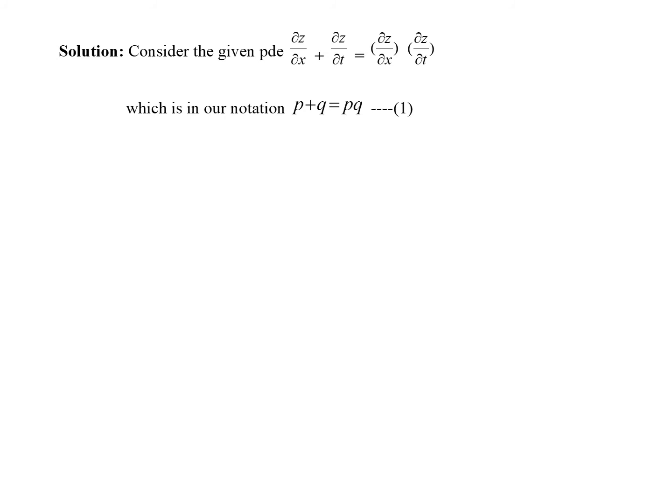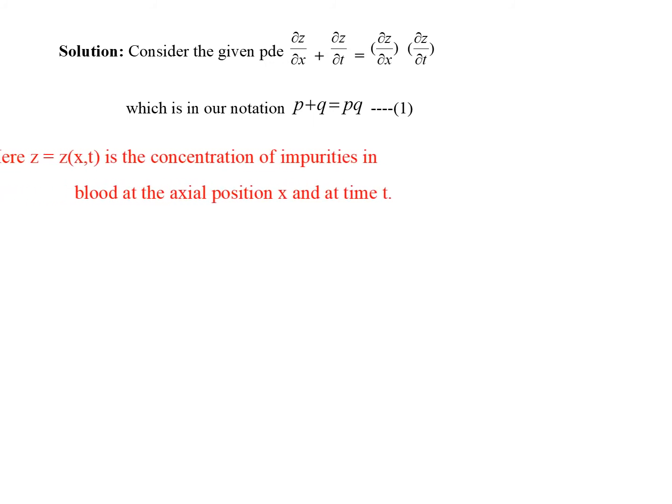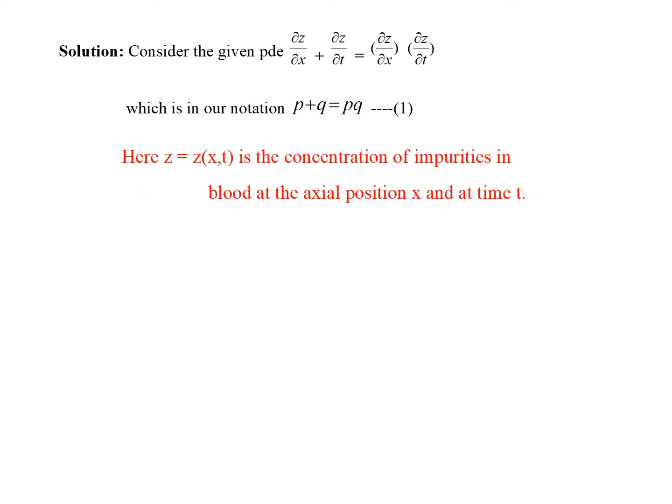Now consider the given partial differential equation: ∂z/∂x + ∂z/∂t = ∂z/∂x · ∂z/∂t, which is in our usual notation. If you consider the first order partial derivatives as p and q respectively, what we get? p + q = pq. I call this equation 1, where z is a function of x and t. It represents the concentration of impurities in blood at x, which is the axial position, and at time t.